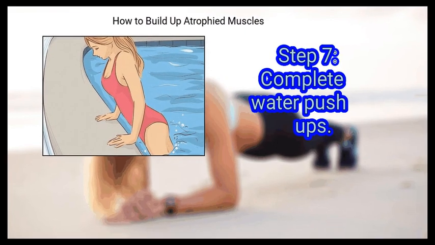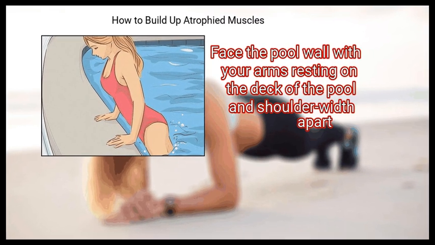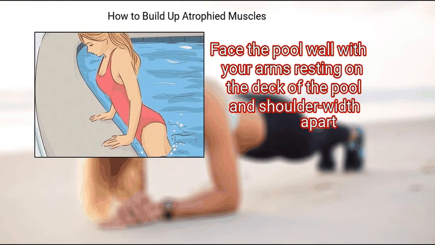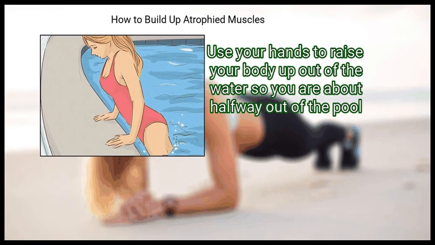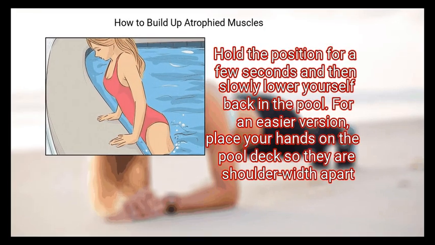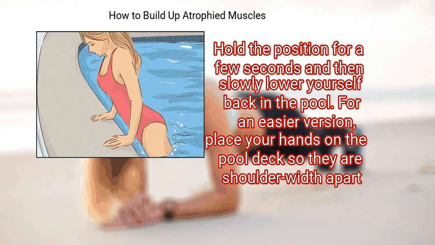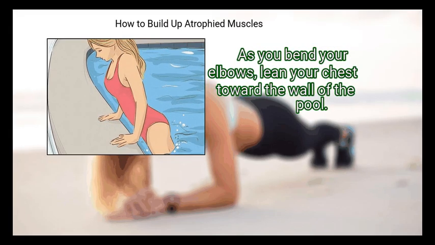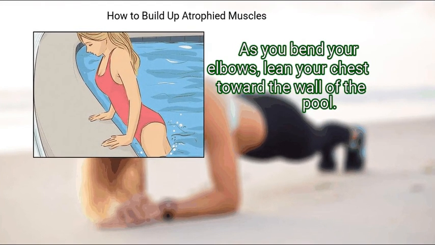Step 7. Complete water push-ups. Face the pool wall with your arms resting on the deck of the pool and shoulder width apart. Use your hands to raise your body up out of the water so you are about halfway out of the pool. Hold the position for a few seconds and then slowly lower yourself back in the pool. For an easier version, place your hands on the pool deck so they are shoulder width apart. As you bend your elbows, lean your chest toward the wall of the pool.